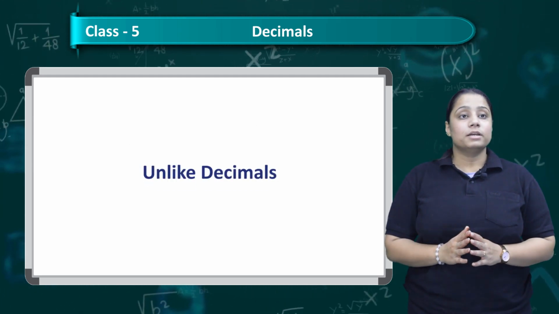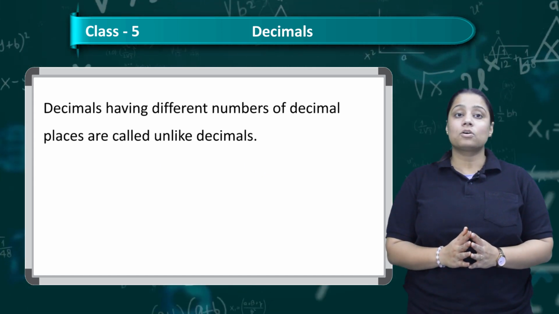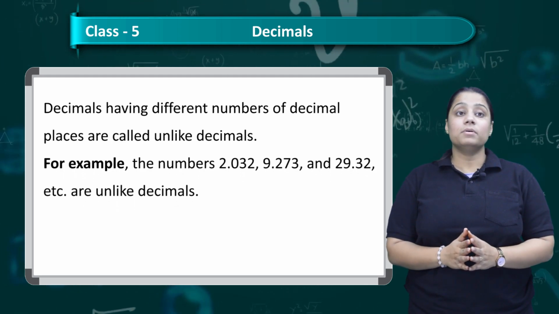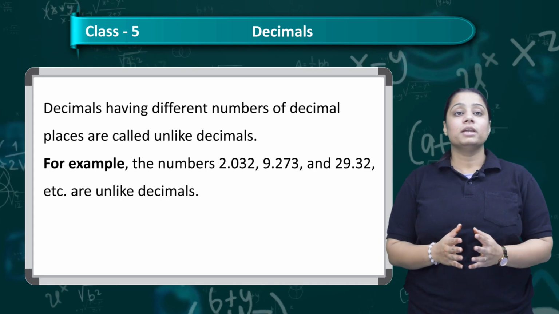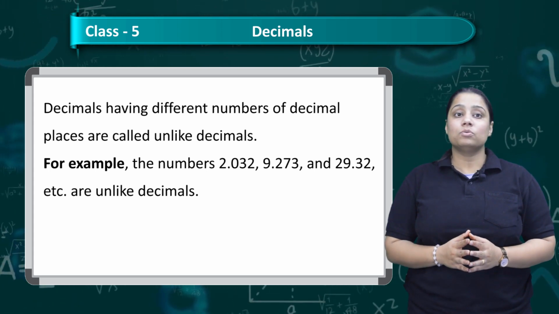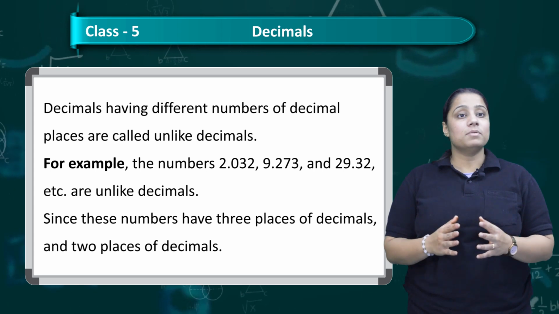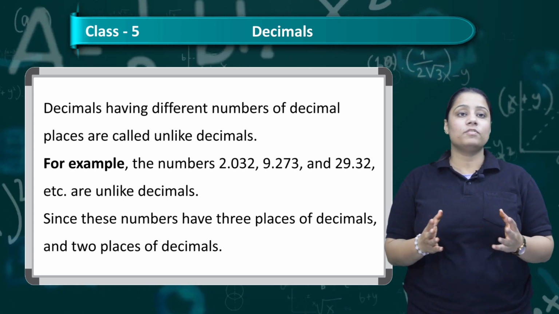Unlike decimals. Decimals having different numbers of decimal places are called unlike decimals. For example, the numbers 2.032, 9.273 and 29.32, etc. are unlike decimals, since these numbers have 3 places of decimals and 2 places of decimals.